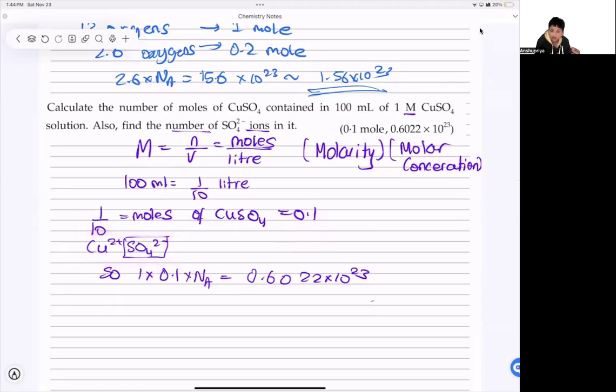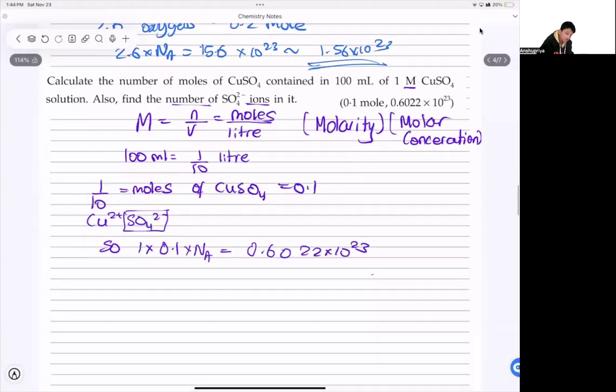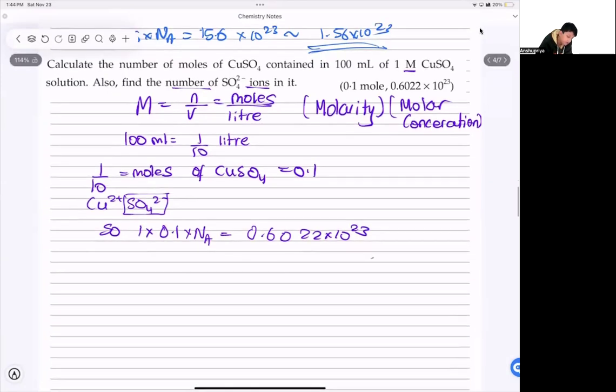So in ions, we will always multiply by Na, okay? Because we are finding the number of ions. So we will see Cu 2 plus and SO4 2 minus. So there is only 1. So it will be 1 times 0.1 into Na, because there is 0.1 mole. So it will be Na by 10, or 0.6022 into 10 power 20.